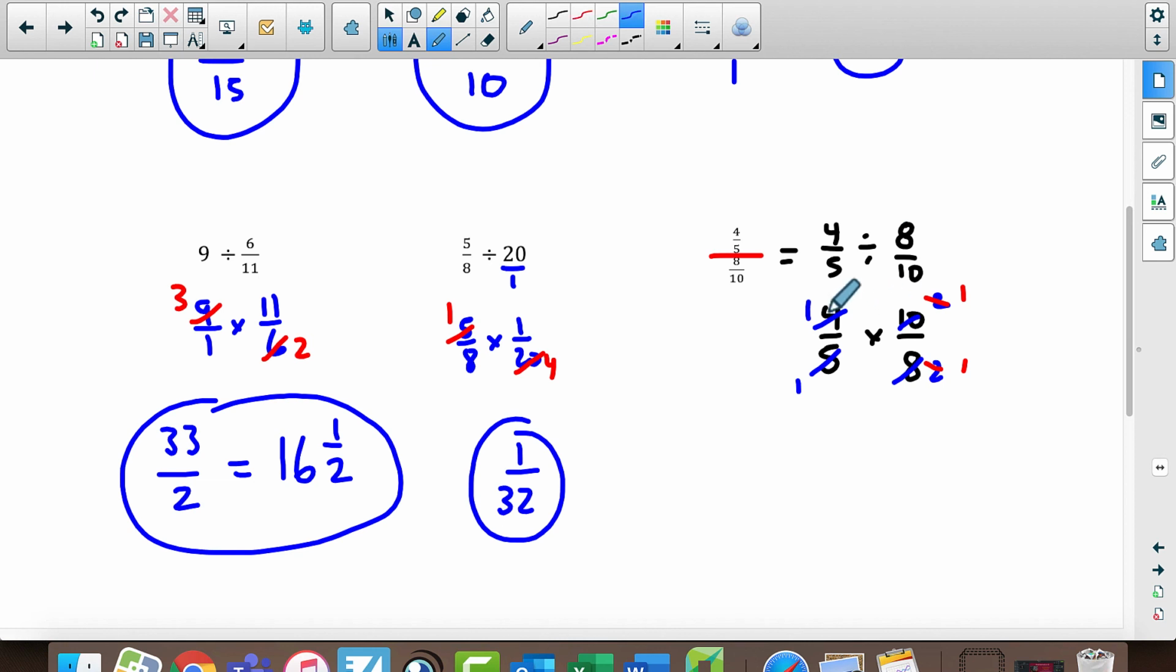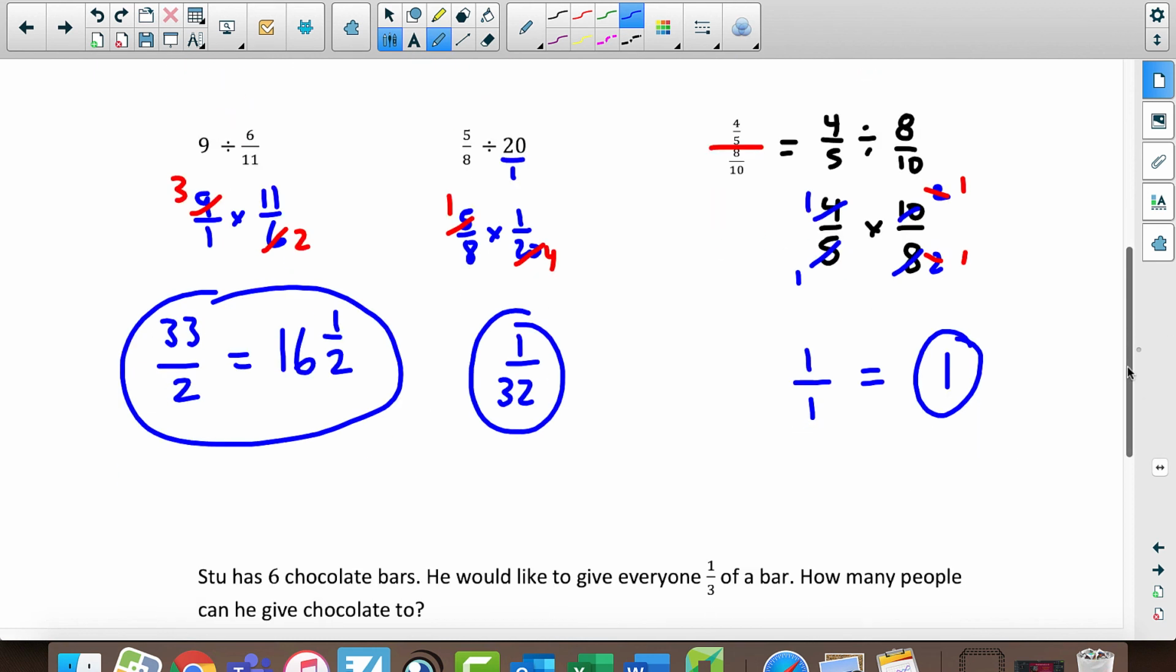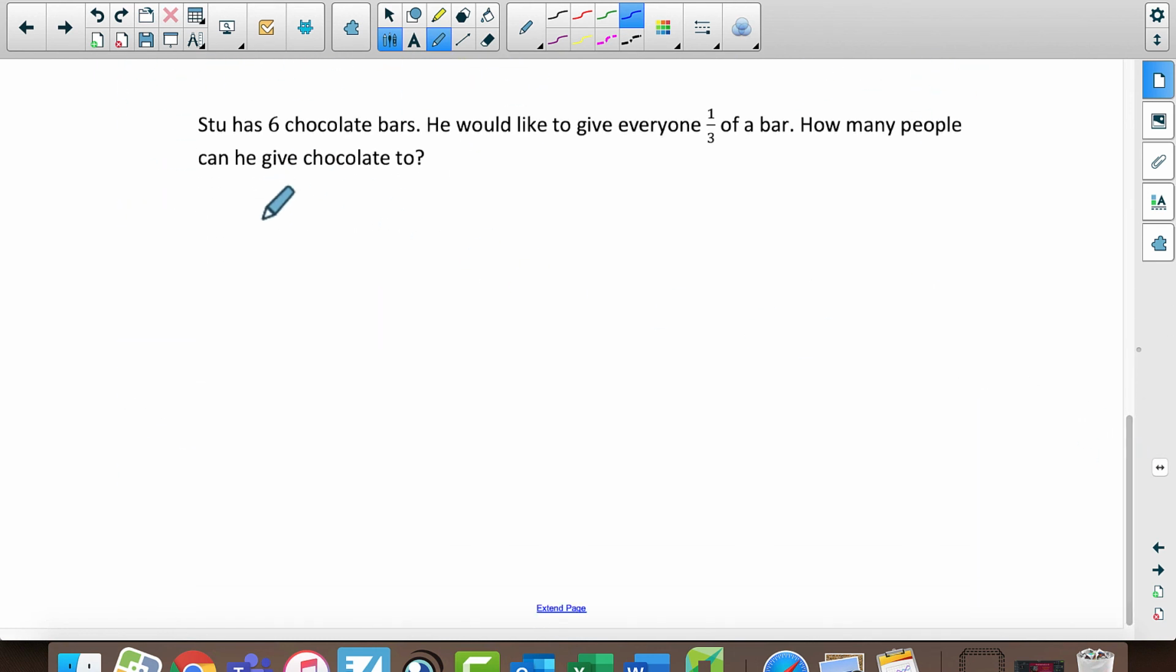So what do I have? I have 1 times 1 equals 1 on the top, and 1 times 1 equals 1 on the bottom. Well, 1 over 1 is just the same as 1. That's the answer. Alright, one more problem. Stu has 6 chocolate bars. He would like to give everyone 1/3 of a bar. How many people can he give chocolate to?